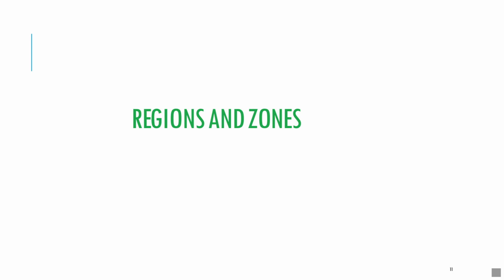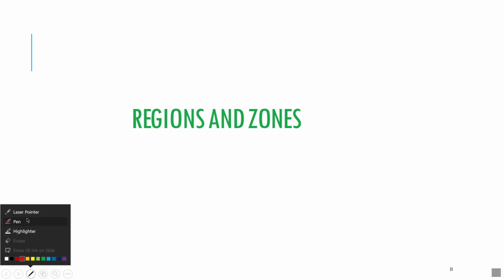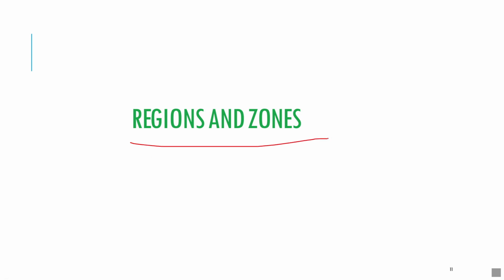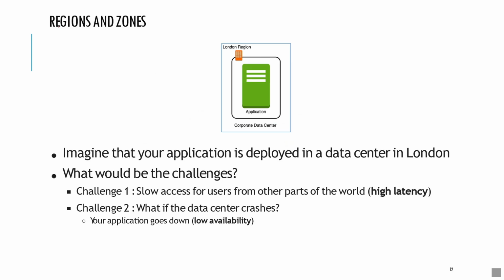So let us discuss the regions and zones in AWS. So what is meant by regions and zones? Let's imagine that our application is deployed in a data center in London. So what are the challenges we may face?